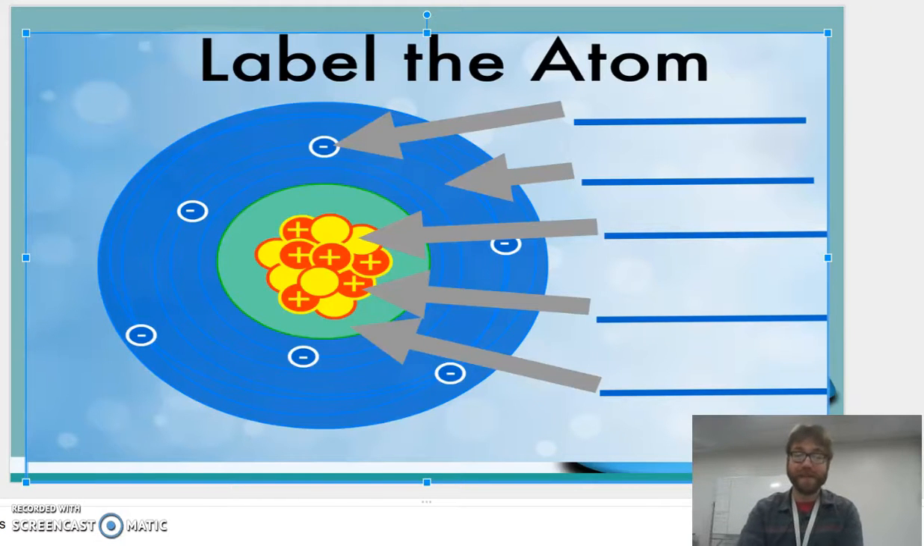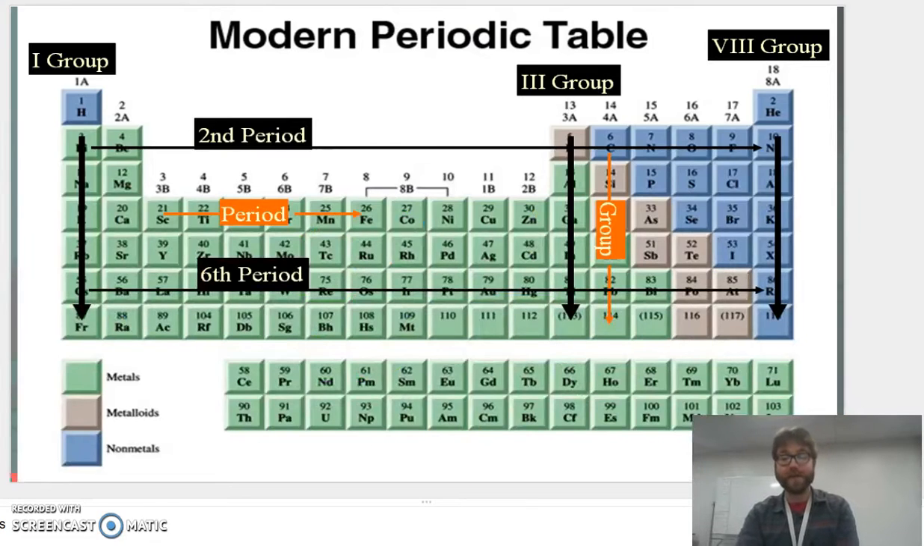Now, besides knowing how to label an atom and what an atom looks like, you guys need to know the periodic table. Now, I'm going to give you a periodic table on your final exam. It'll be the last page. But you need to know how to read it, right? Especially since I'm giving you one.